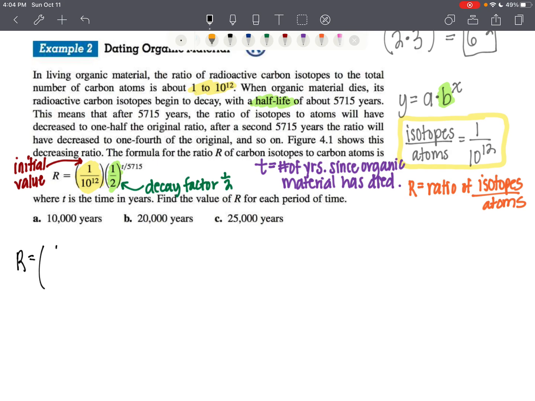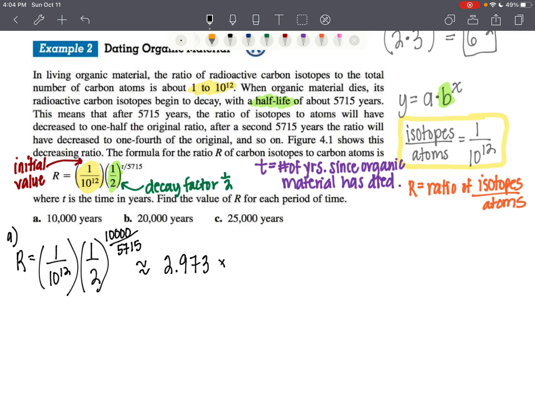So R is equal to 1 over 10 to the 12th times 1/2 raised to the 10,000 over 5,715 years. Now that's not quite 2 half-lives, but it's almost. We're going to put this into our calculator. I'm going to call this A right here. We're going to put this into our calculator, and we're going to get a value that's in scientific notation, 2.973 times 10 to the negative 13 power.